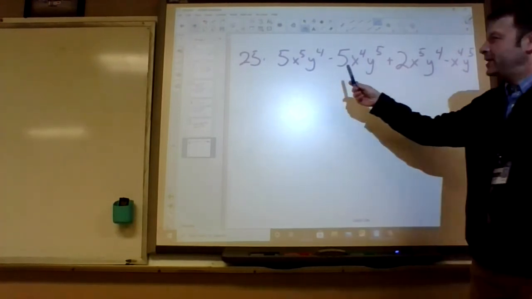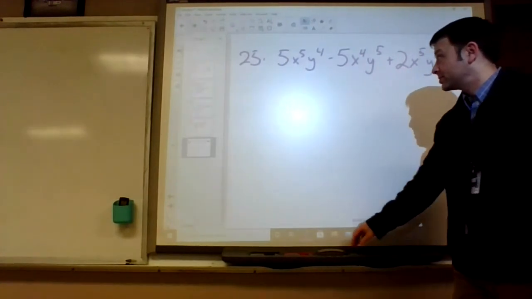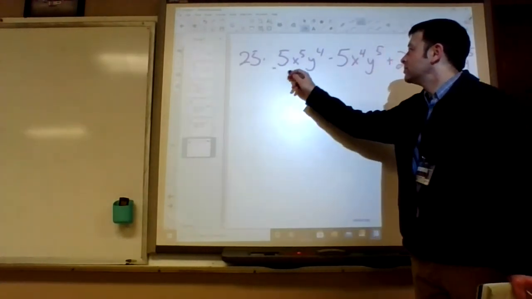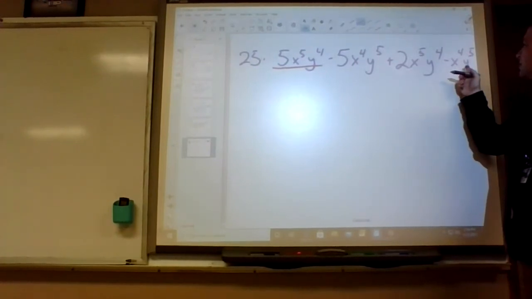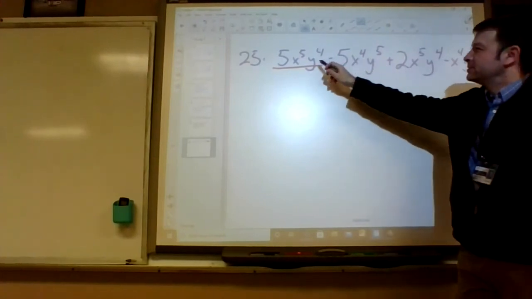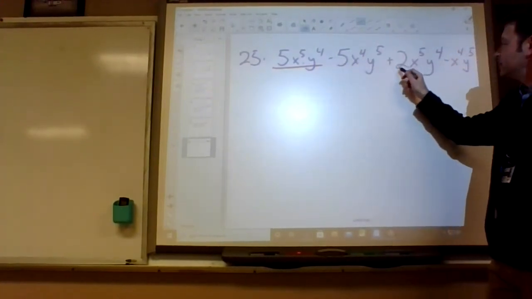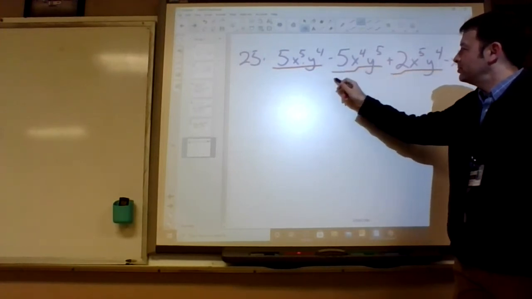Are there any terms that are like the first term, x^5 y^4? The minus x^4 y^5 goes to the second set. So these two are the same. But what about this one? x^5 y^4, and that one, right?